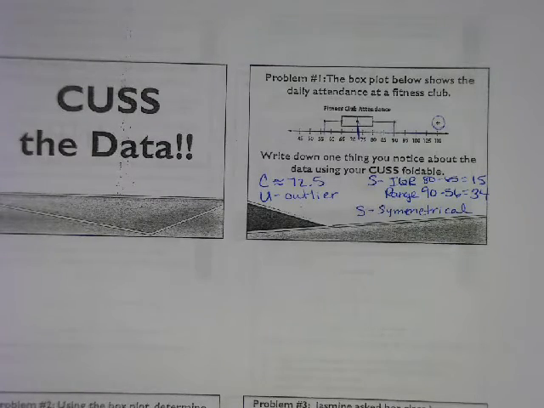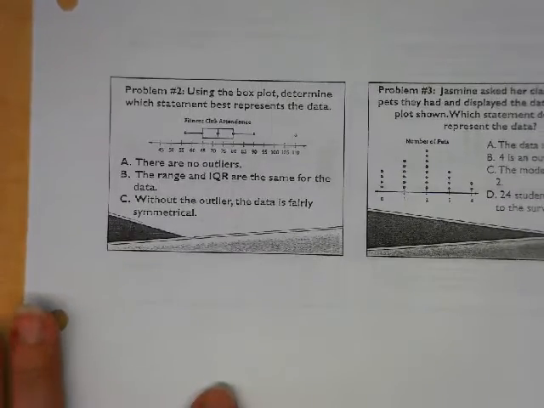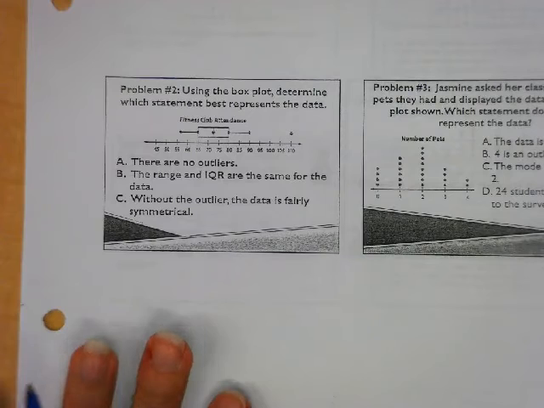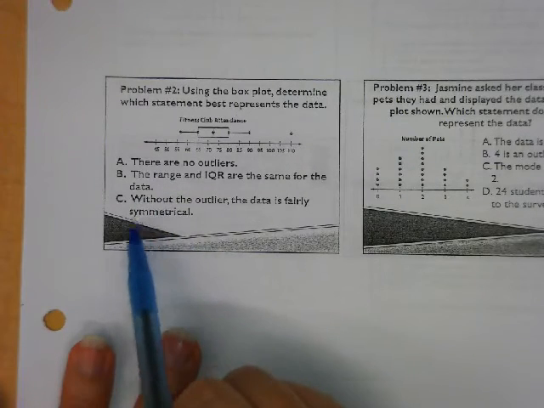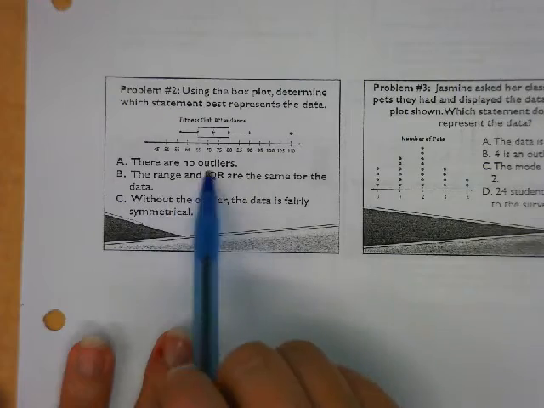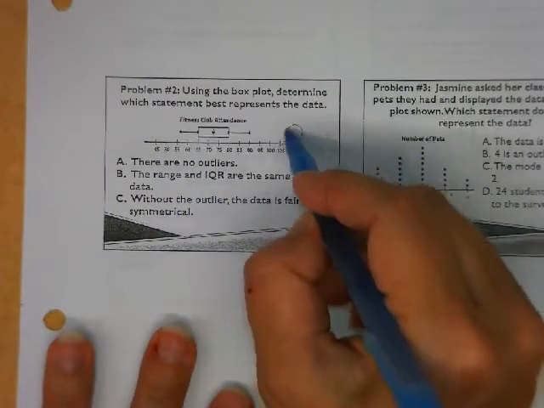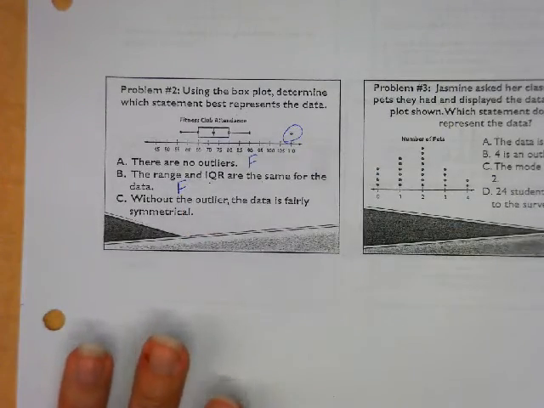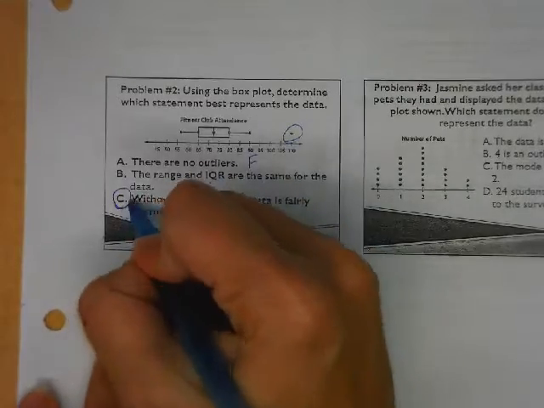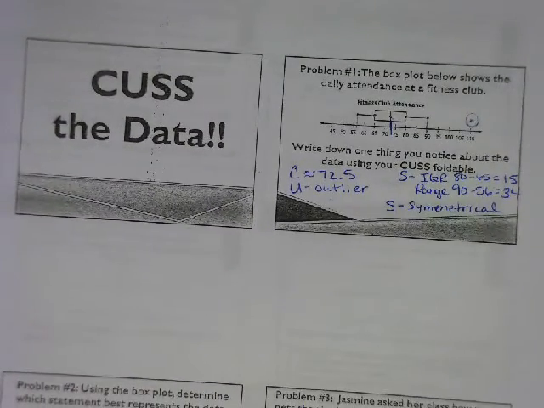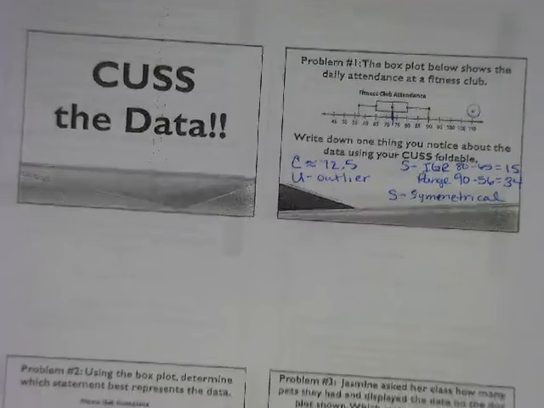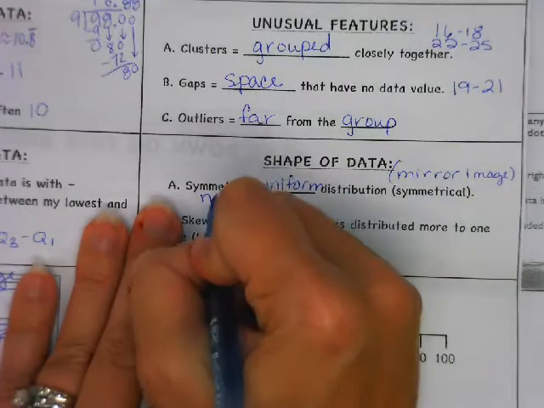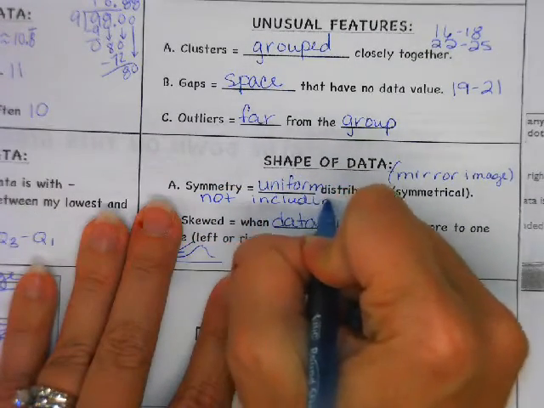But it's fairly symmetrical. Down here, using the box plot, determine which statement best represents the data. So now I'm giving you the same picture up there. We've written some different things, and we should be able to see what's going on. There are no outliers. No, we said there is an outlier. This is false. The IQR and the range are the same. That is false. They're never going to be the same. Without the outlier, the data is fairly symmetrical. Yes, that's what we had even said up here. Because when we talk about symmetry, we are not including the outliers. In fact, let's go back to our foldable right here. And this is symmetry, not including outliers.